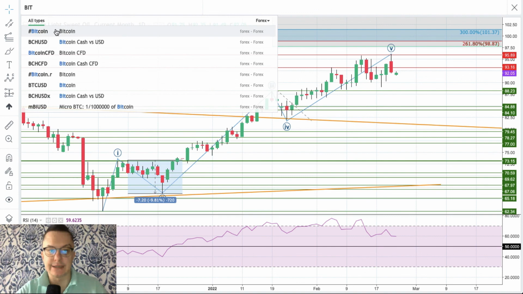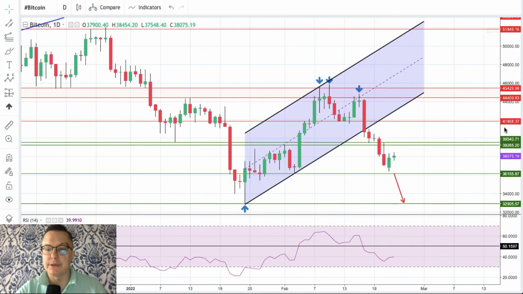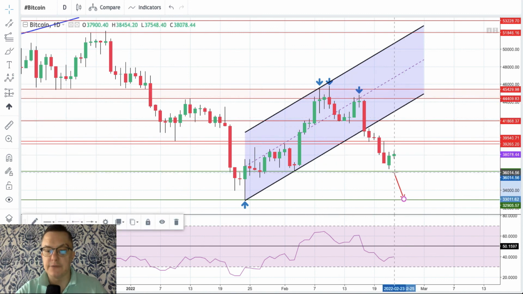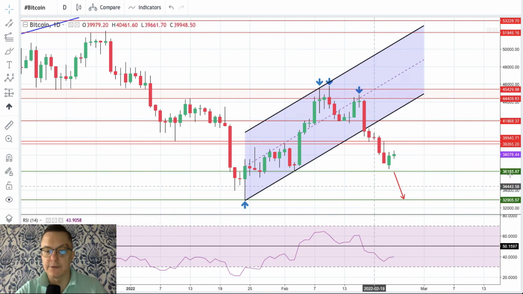And last but not least, let's take a look at Bitcoin. And the Bitcoin is bouncing slightly towards 39,000. Now this level is of course a technical resistance. It's a strong technical resistance, so the bounce is, as you can see, just purely cosmetic. We are out of the channel, and if we break below 36,155, which is the low of the beginning of February, the next target is the lowest low we got on this chart, the end of January 2022, $32,905.